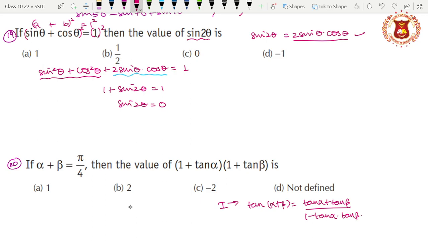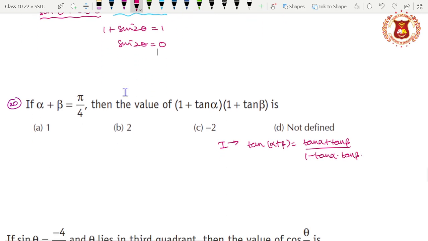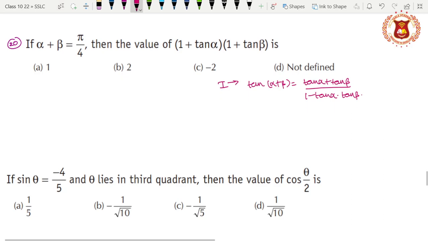1 minus 1 is equal to 0, right? A very simple problem. Okay, but you need to know this identity: sin 2 theta is equal to sin theta plus cos theta, right? Therefore, in the exam, I always try to square both sides and do something here, and you'll get the answer easily.